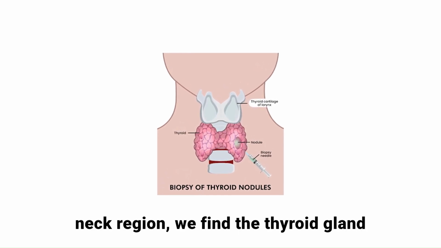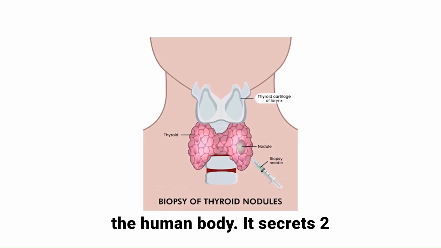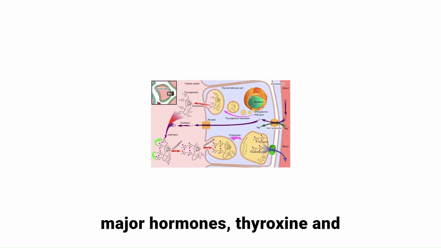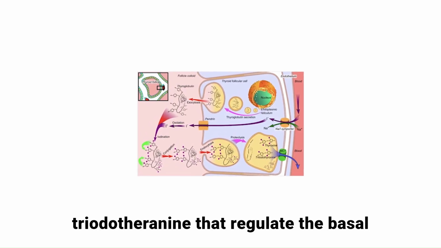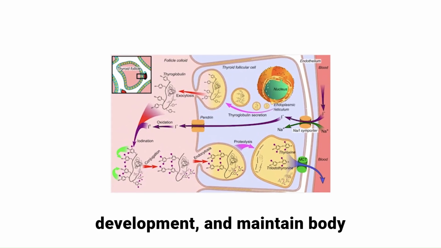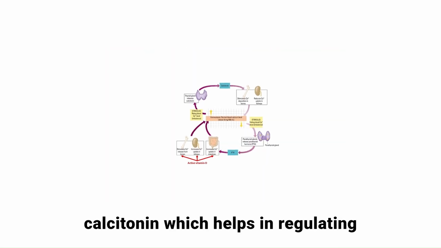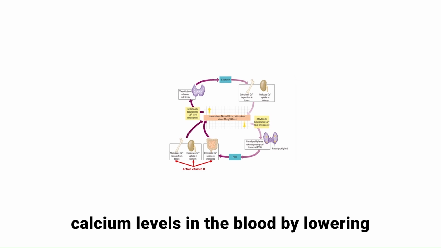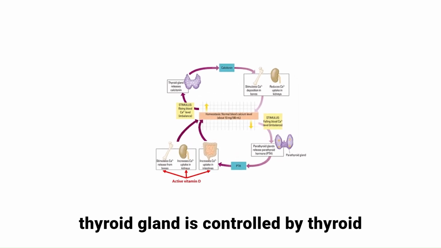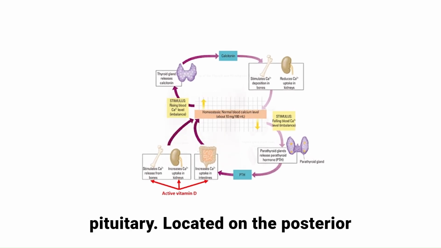Moving to the neck region, we find the thyroid gland, which is the largest endocrine gland in the human body. It secretes two major hormones, thyroxine and triiodothyronine, that regulate the basal metabolic rate, influence growth and development, and maintain body temperature. It also produces calcitonin, which helps in regulating calcium levels in the blood by lowering it when necessary. The activity of the thyroid gland is controlled by thyroid-stimulating hormone from the anterior pituitary.